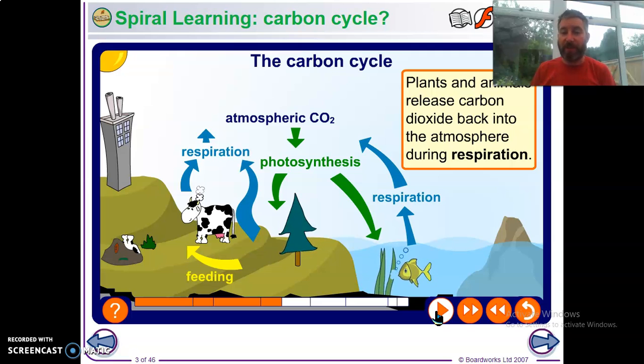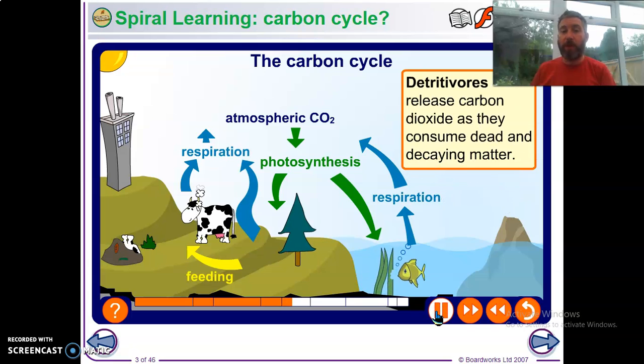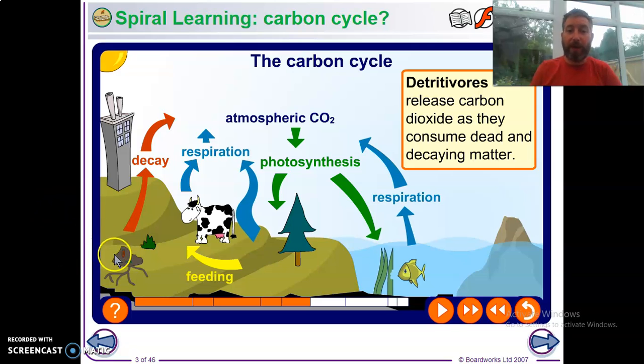But those living things die, and when they do, we then have the decay process. And this is what we're looking at today: decomposers and detritivores. We'll look at both of those. As they consume dead and decaying matter, they release carbon dioxide via respiration again. So this is the bit we're looking at today. This is the decay cycle. Okay, so photosynthesis makes food, things eat food, things die.